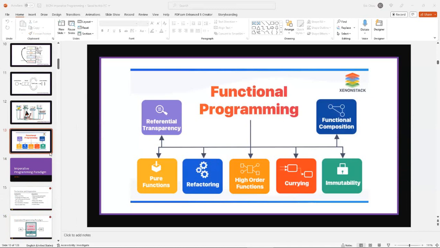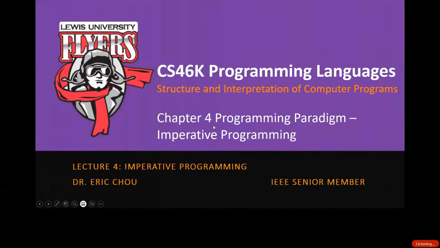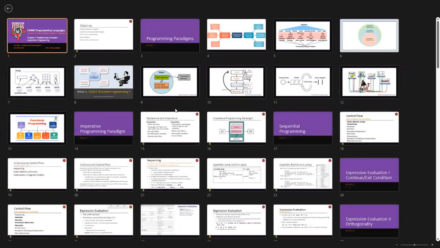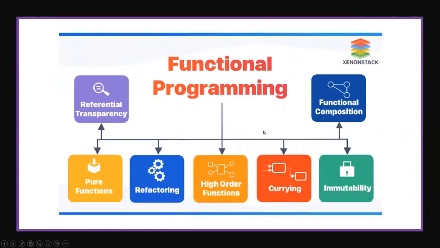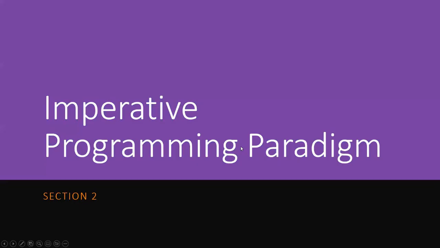So here this simple chart gives you the detail of functional programming's basic features. When we talk about functional programming in the next chapter, we may go through many of them. Okay, so we're going back to imperative programming. This is traditional programming, so you may know most of it.